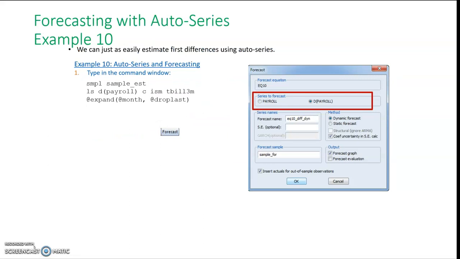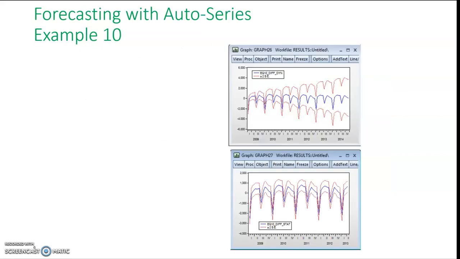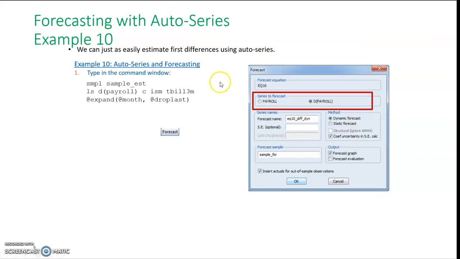Similarly, we can just as easily estimate the first differences using auto series as well. In that, I am regressing D payroll, which means payroll in first difference. C is the constant. ISM and T-bill 3M are the independent variables, and this is the dummy variable in which the last month is dropped.